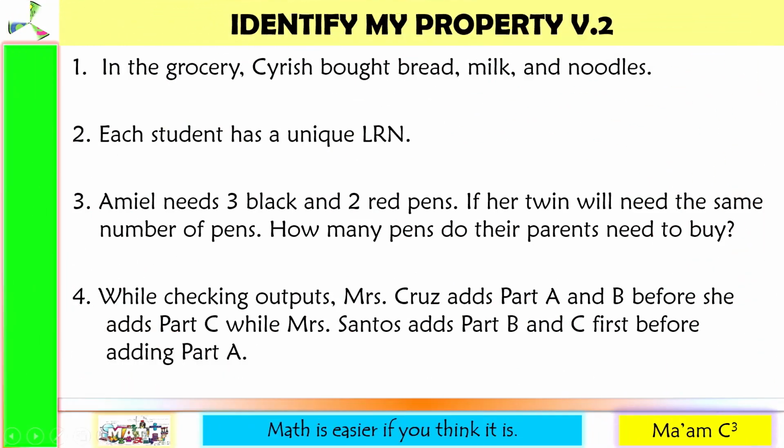Let's have another activity. Identify my property version 2. This time we are given different conditions and we are going to identify what property is being illustrated. Number 1, in the grocery, Cyrus bought bread, milk, and noodles. Is there any particular order when you buy these things? No, it could interchange. You can buy noodles first, then milk, then bread, or milk first, then noodles, then bread. Meaning, if the arrangement could interchange, this is commutative property.